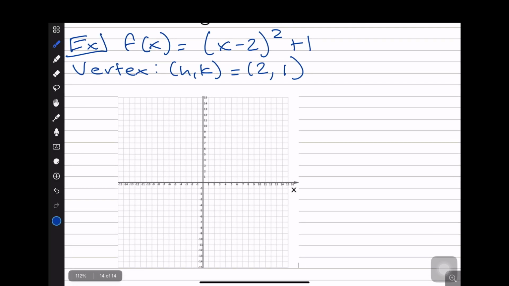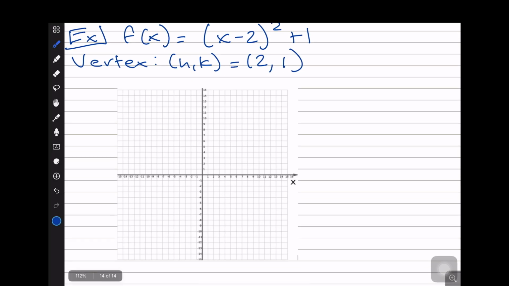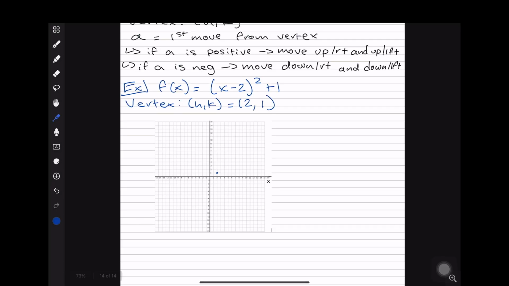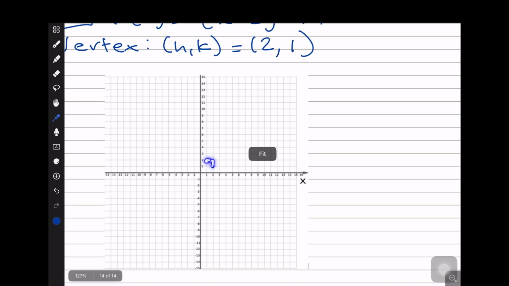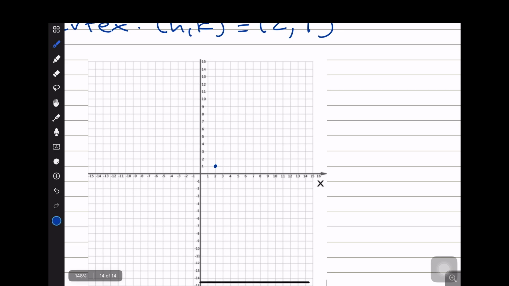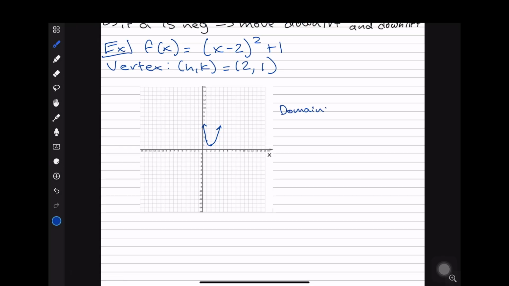Now that's the first point that you should graph. And your a, which is your slope, is going to be a 1. Now, from the vertex, you're going to go up 1 and right 1, and then you're going to go up 1 and left 1. Now you're going to connect those points, and there you go, you have your graph.